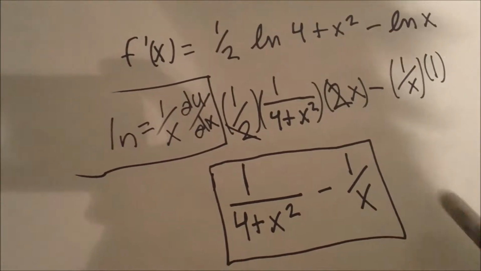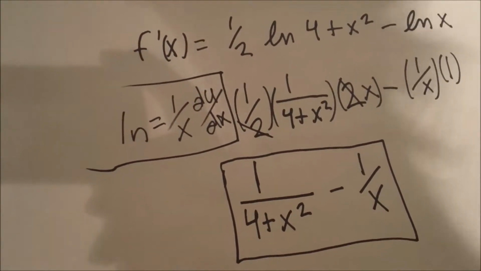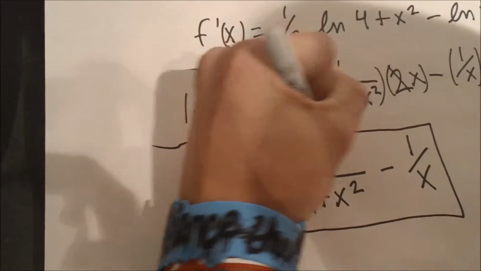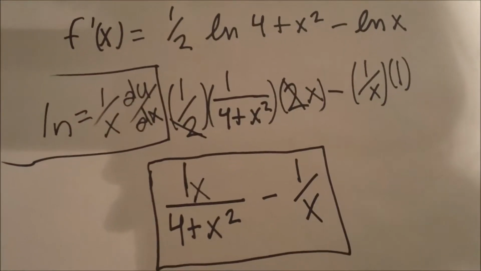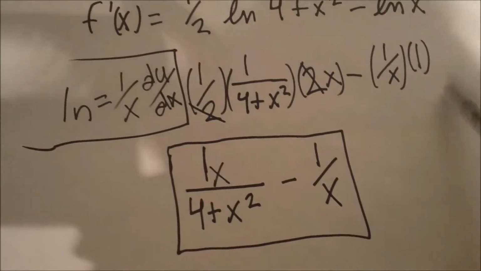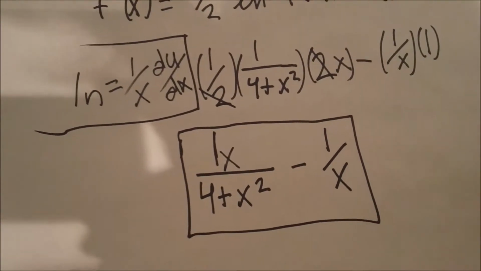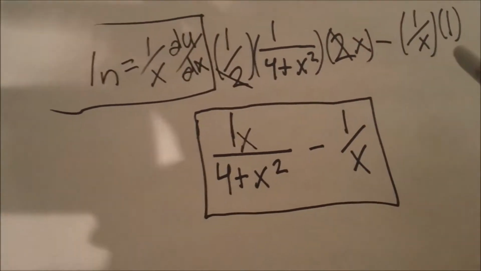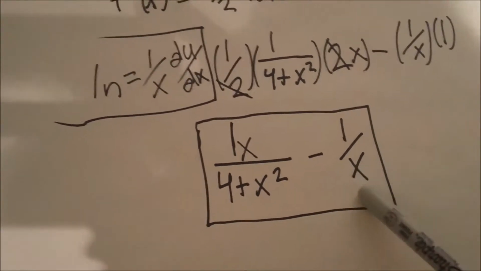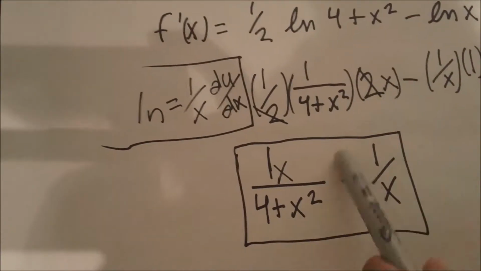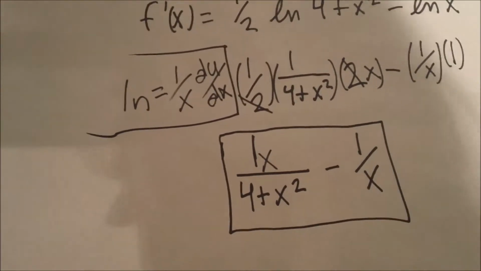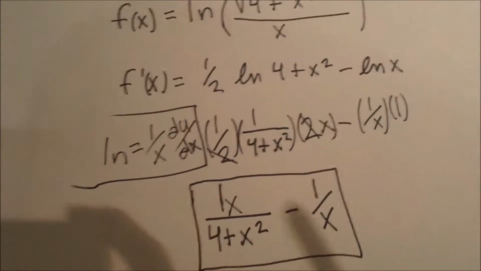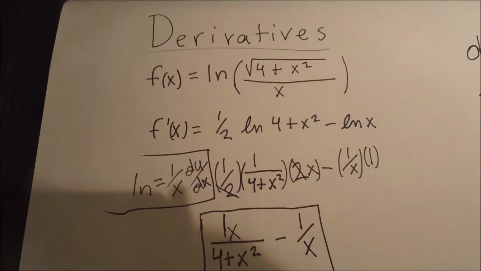You're left with x over 4 plus x squared, minus 1 times anything we all know is just the other number. So we're left with 1 over x. So you're left with x over 4 plus x squared minus 1 over x. And that is how you find the derivative of an ln function.